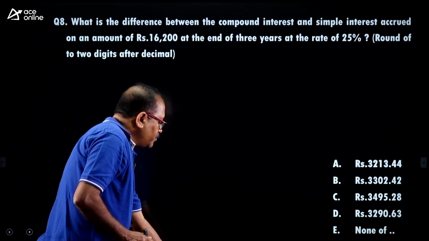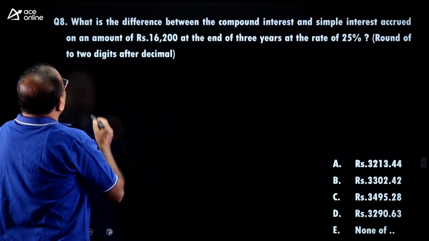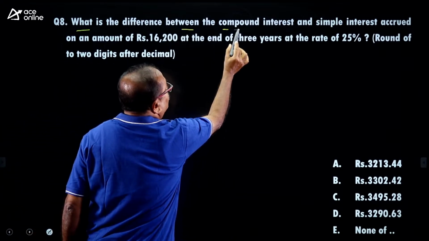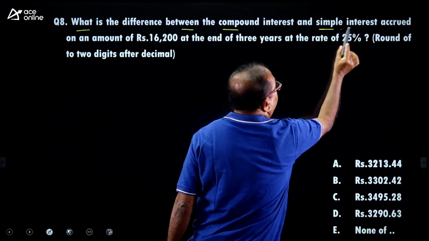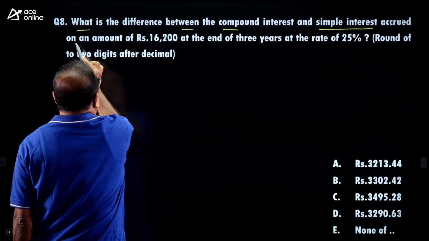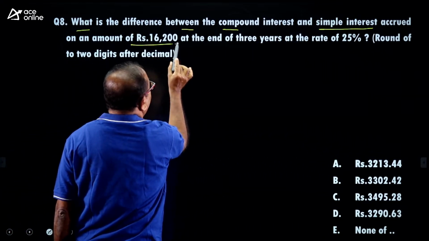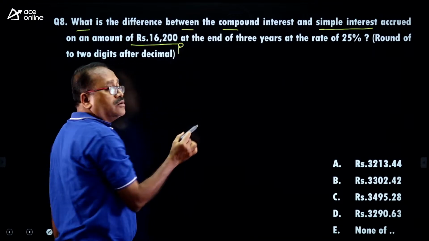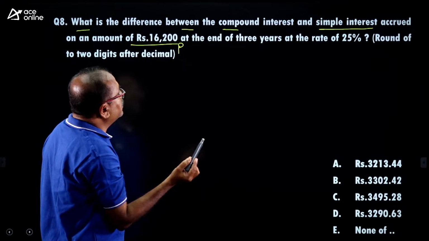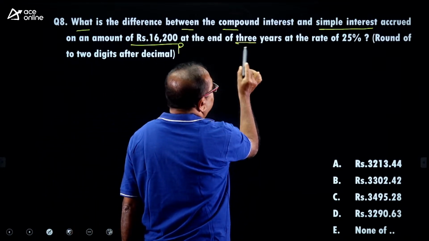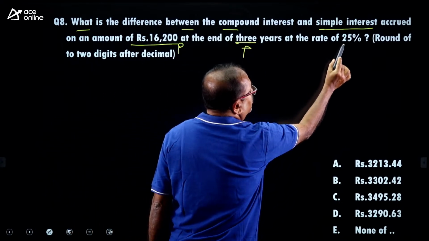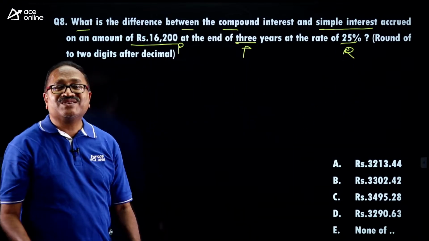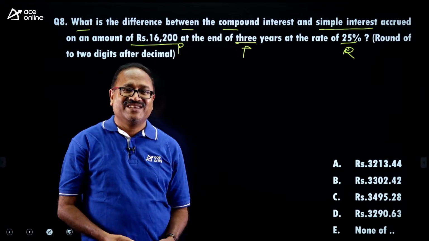Here, what is this question? What is the difference between compound interest and simple interest acquired on an amount of rupees 16,200? So, this is the principal, an amount of 16,200 for 3 years. This is the time, at the rate of 25% per annum. You are asked to find out the difference.